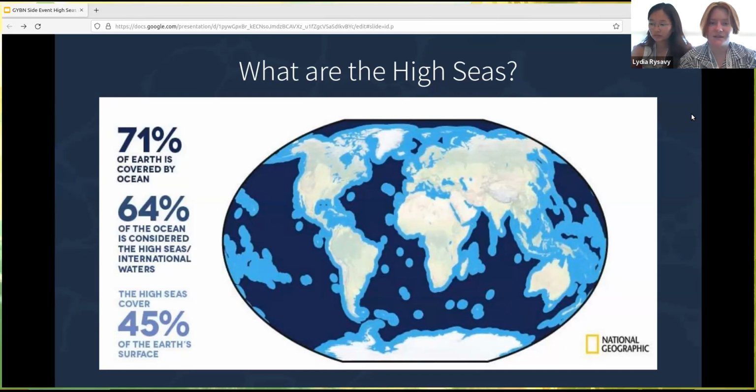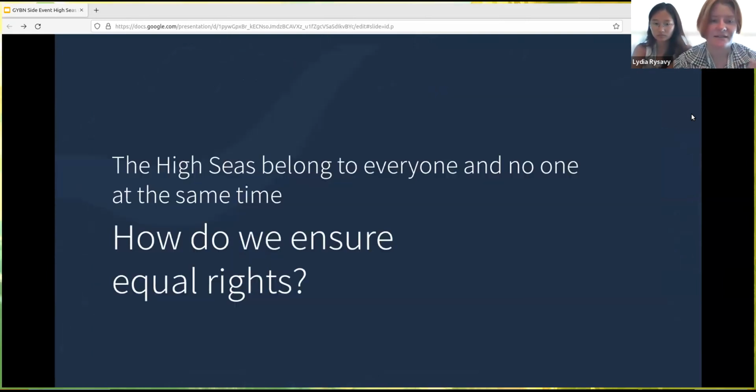And since there's no individual countries regulating these areas, the question is also who has the right to using the high seas or benefiting from them? And the answer to that is really that the high seas belong to everyone and no one at the same time. So how can we ensure that everyone can benefit from equal rights and equal benefits from these waters?